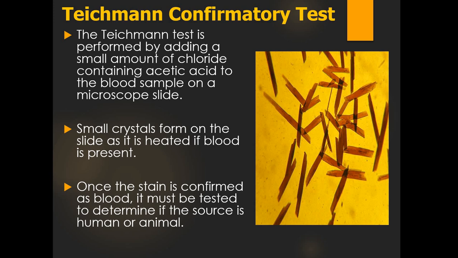Once the stain is confirmed as blood, it must be tested to determine the source, if the source is human or animal. And we saw what the difference between human and animal was last time in the slides that we were watching. Okay, any questions here? Need a minute more, or are we okay?